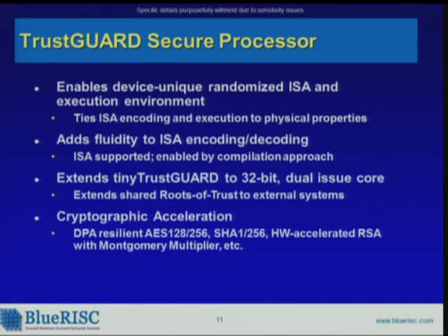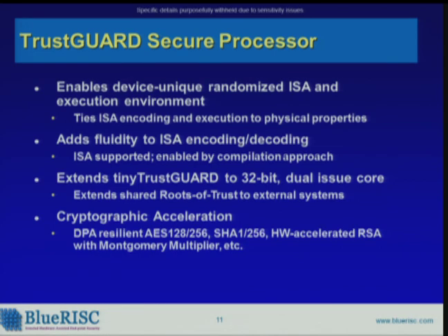TrustGuard enables a device-unique randomized ISA encoding and decoding as well as execution environment. We do this by an installation time component that ties what we call a meta format of an application directly to the device upon which it's been installed. And we do this through utilizing physical properties of that device.